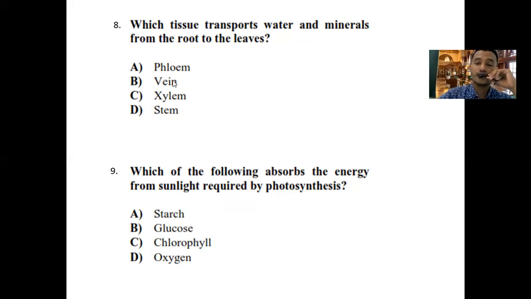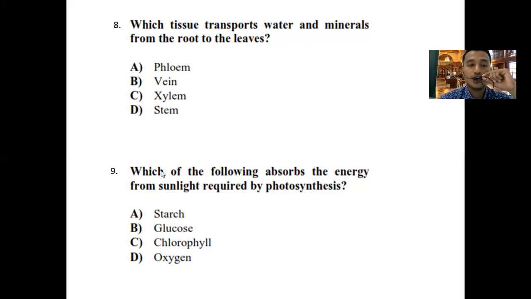We just call them veins, but actually the veins in the plant contain the xylem and phloem as well. As I told you before, the structure that carries water from the lower parts to the upper parts, from the root to the trunk and then to the leaf, we call xylem. After they do photosynthesis, it produces glucose. Glucose must be transported to the parts of the plant's body. It is carried by the phloem. So the best answer for number 8 here is C, xylem.